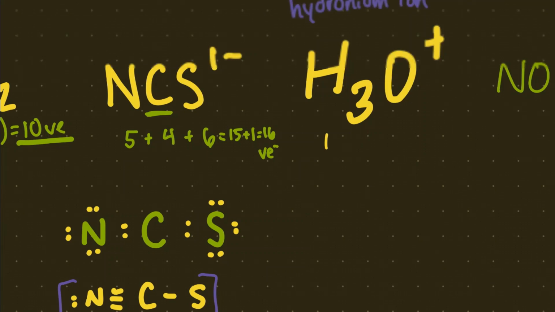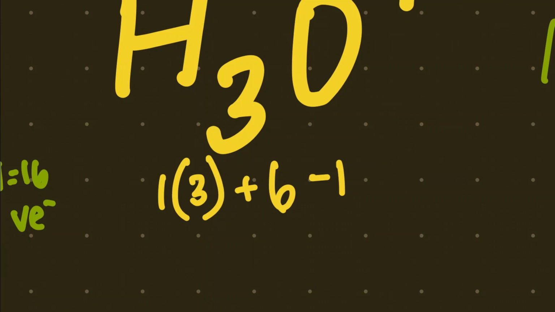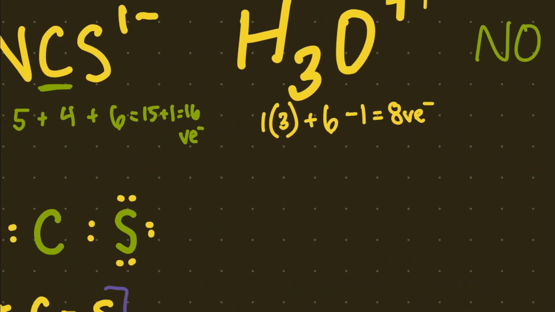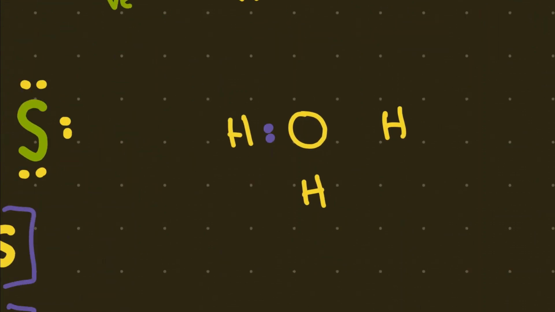1 valence electron per hydrogen, and I got 3, plus 6 from my oxygen, minus 1 because I got a +1 charge here. So I need to lose an electron. That's 3 plus 6 is 9, minus 1 is 8 valence electrons. Let's put our oxygen in the middle, because it has to be, and then our 3 hydrogens around that. Let's go 2, 4.